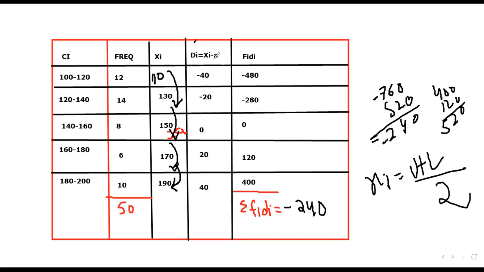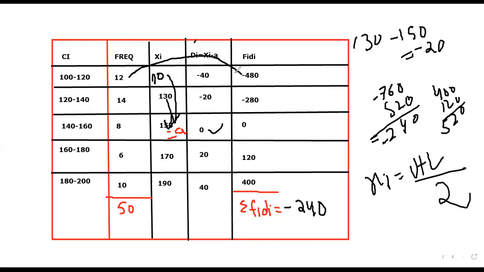Then the difference di is xi minus a. Here we have assumed a is equal to 150. So 110 minus 150 is minus 40, and 130 minus 150 is minus 20, since 150 is bigger. Then it is 0, and then the same positive values will come. Now multiply fi into di: 12 fours are 48, and minus 28.